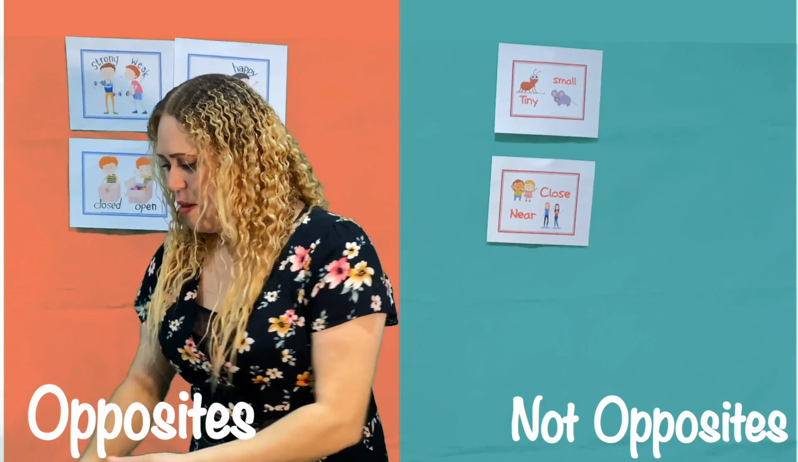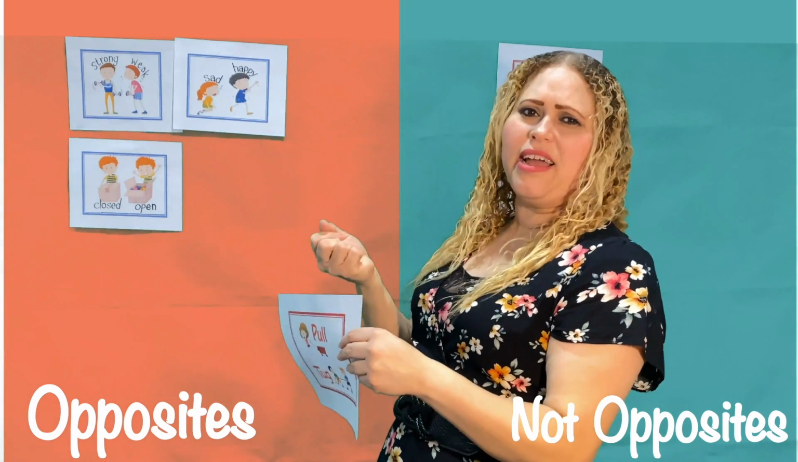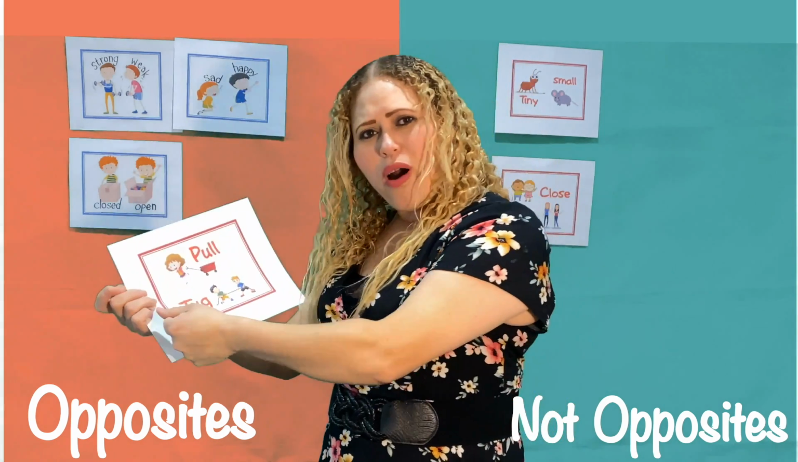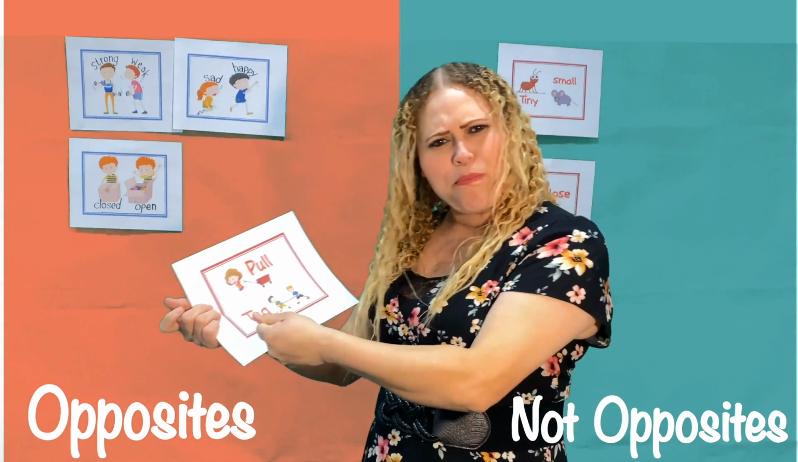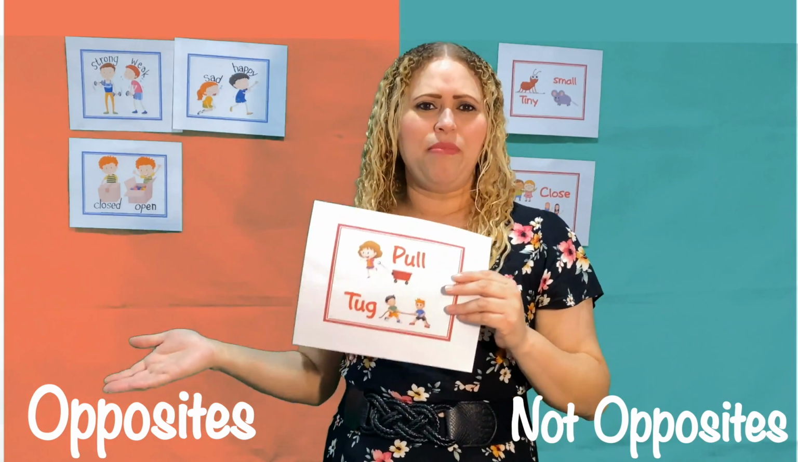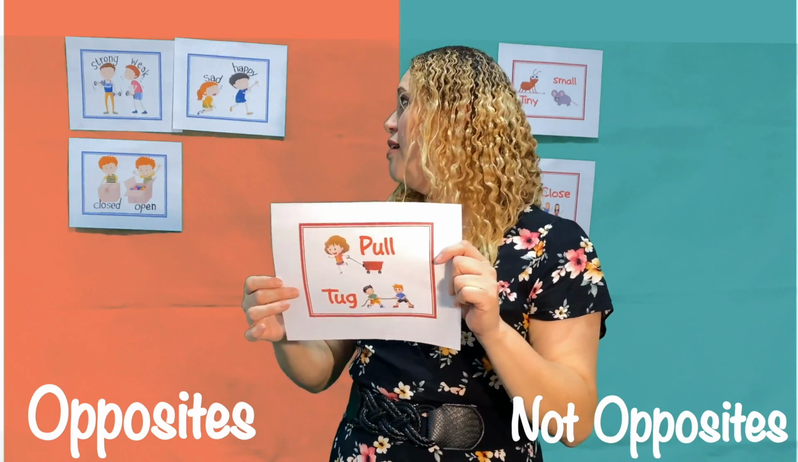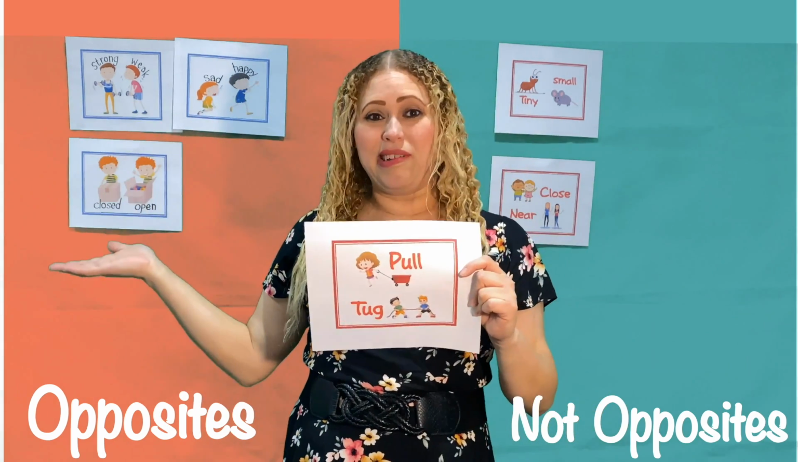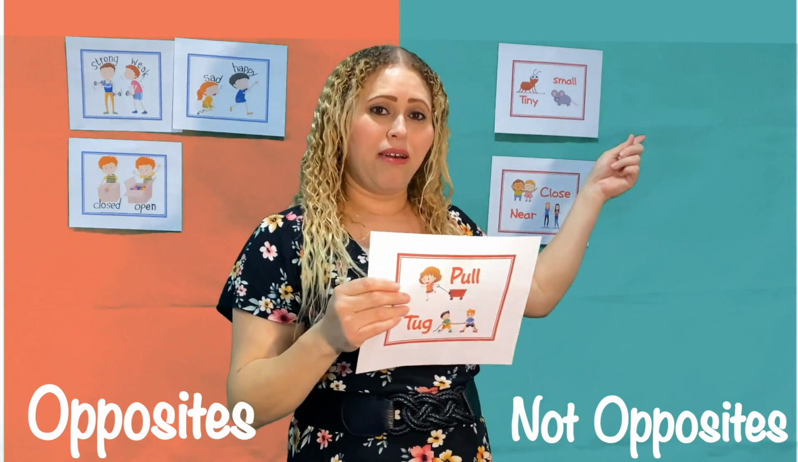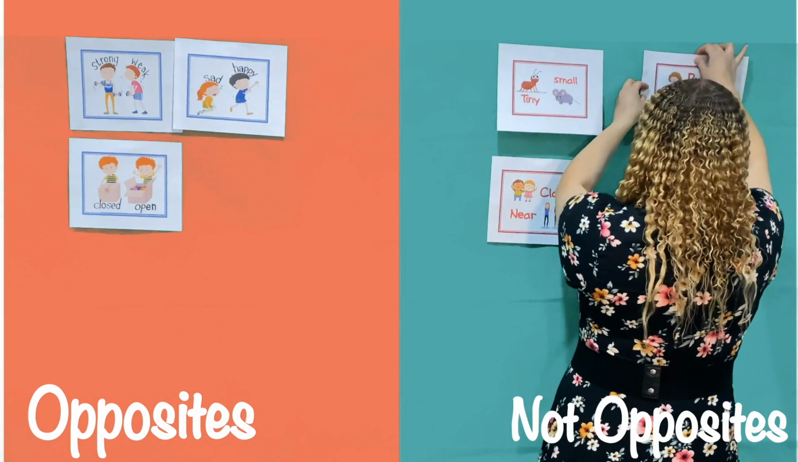Here's our next example. We have pull, when we're pulling an item close to our body, and we also have tug. We're also tugging. Think of your puppies when your puppies are tugging. That means they're doing the same thing. They are pulling something. So this one, guess what? Does it belong on the opposite side? No, because they're not different. They're the same thing. It belongs on the not opposite. So I'm going to place this one right here.